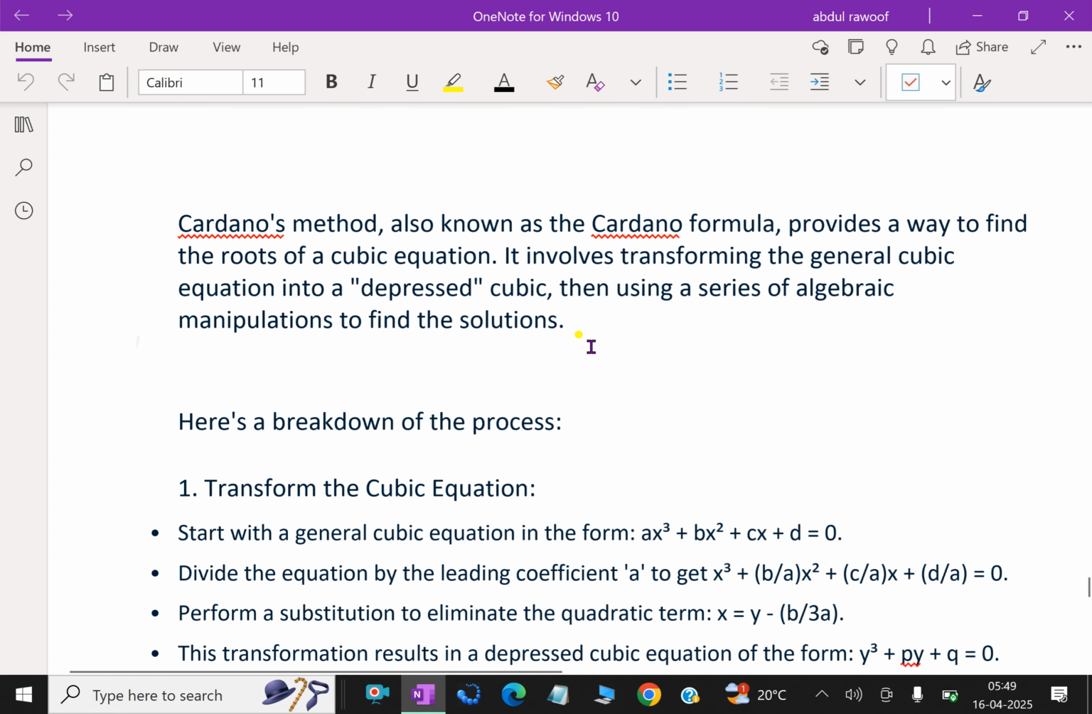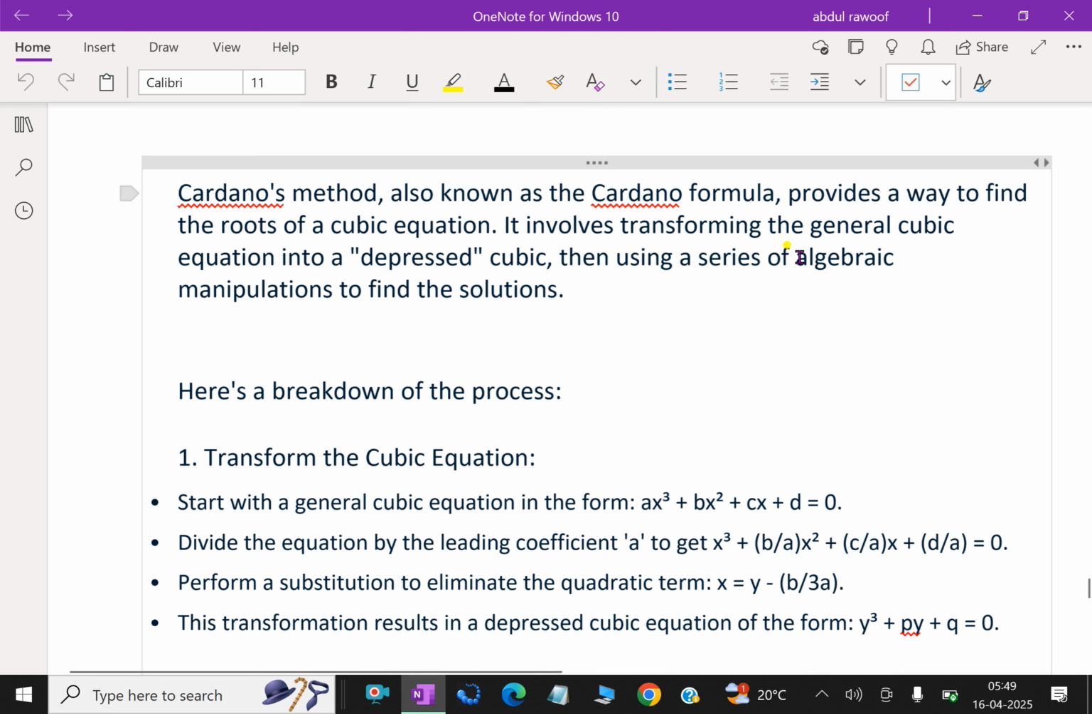Cardano's method, also known as the Cardano formula, provides a way to find the roots of cubic equations. It involves transforming the general cubic equation into a depressed cubic, then using a series of algebraic manipulations to find the solution.